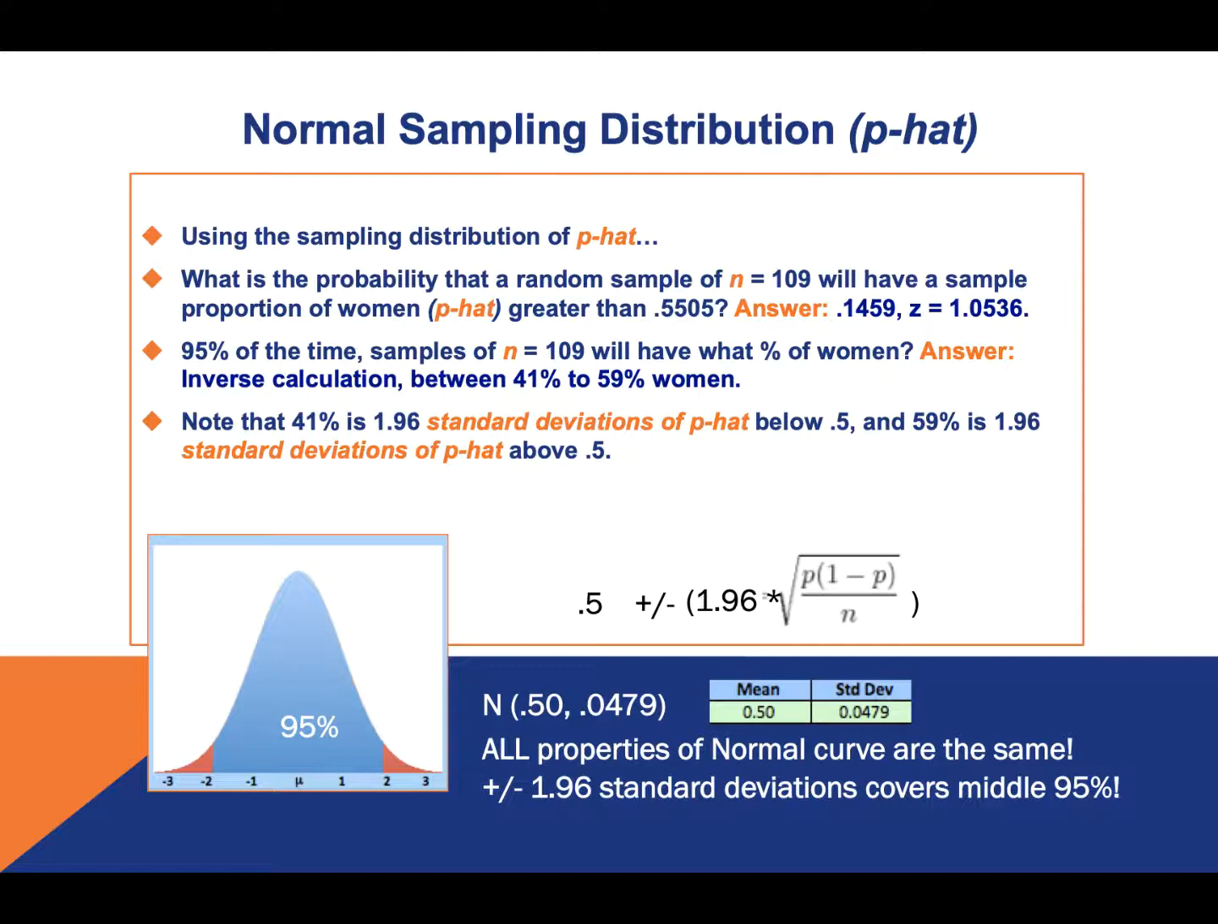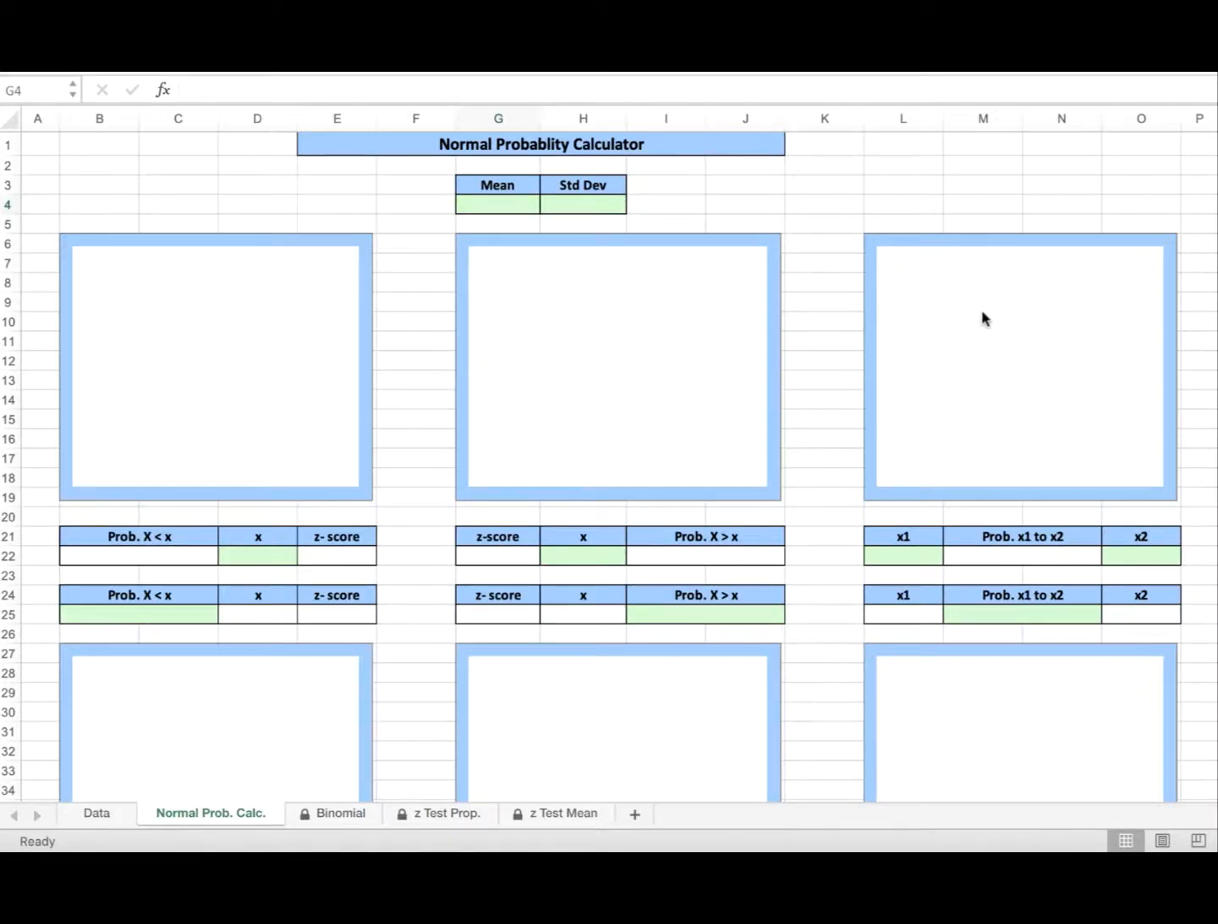Note that if we assume a population proportion of 0.5, the range 41% to 59% covers the middle 95% of our sampling distribution model. Now let's go to our Excel tool to see if we could obtain those solutions and discuss the results. To use a normal curve, we need a value for the mean and standard deviation. Here, a mean would be our assumed population proportion of 0.5.